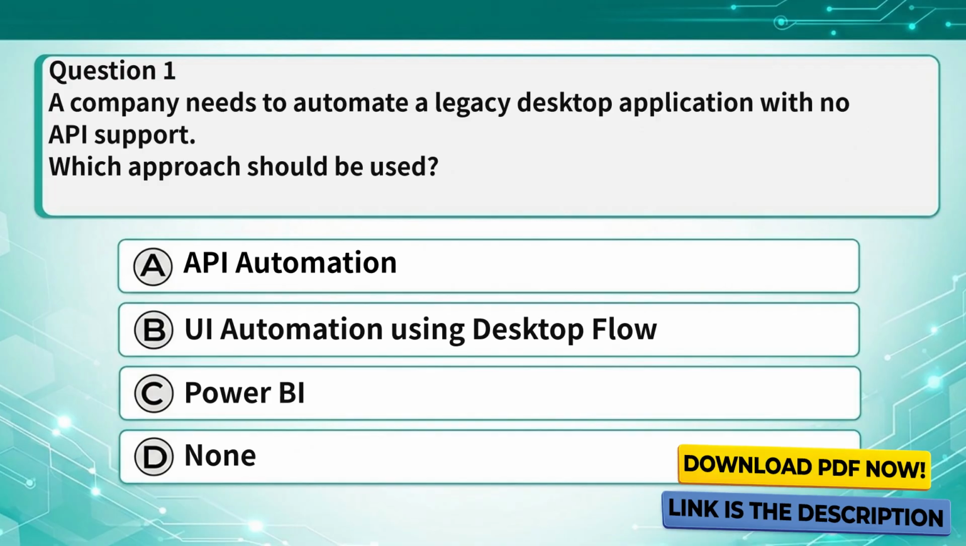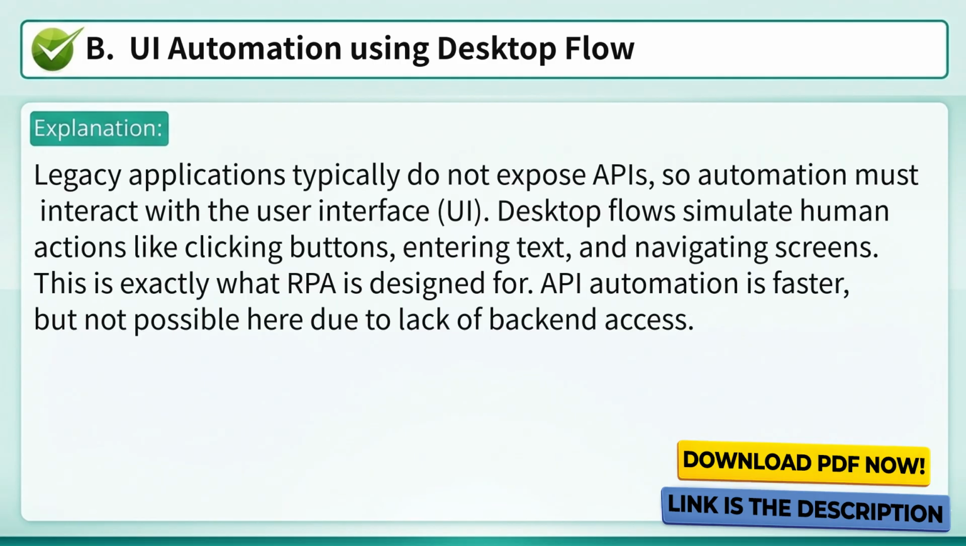Question 1. A company needs to automate a legacy desktop application with no API support. Which approach should be used? A. API automation. B. UI automation using desktop flow. C. Power BI. D. None. Correct answer, B. UI automation using desktop flow.